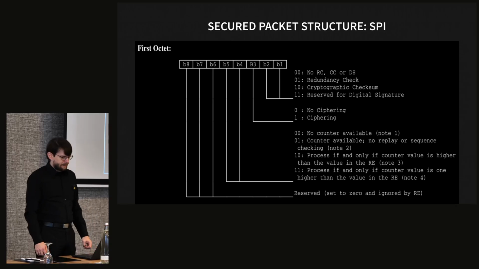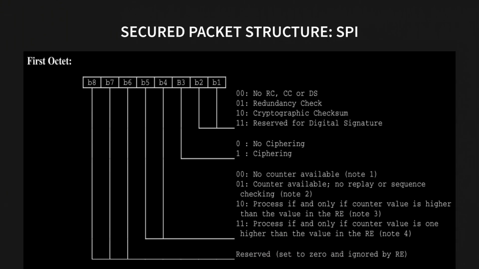Now, the SPI has 2 octets. This is just from the spec. A couple of bits define, again, what kind of security you want to achieve. CC is cryptographic checksum, DS is digital signature. Oh, it's actually explained here. Redundancy check would just be a CRC. Then whether you want ciphering or not, whether you want counters for replay protection. All of this is encoded in there.